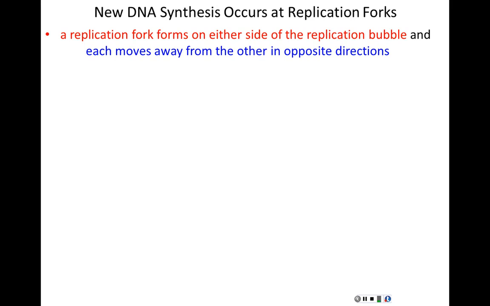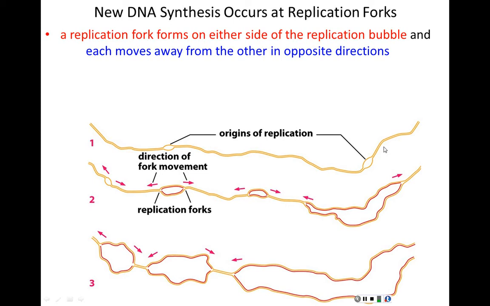So here on the top we see a long stretch of human DNA, which has two replication bubbles in it. We see replication bubble number one and number two. And those replication bubbles have their own forks, and those forks move away from each other, one to the right and one to the left. Here in this diagram you can see new replication bubbles have formed as well, speeding up the rate of replication.